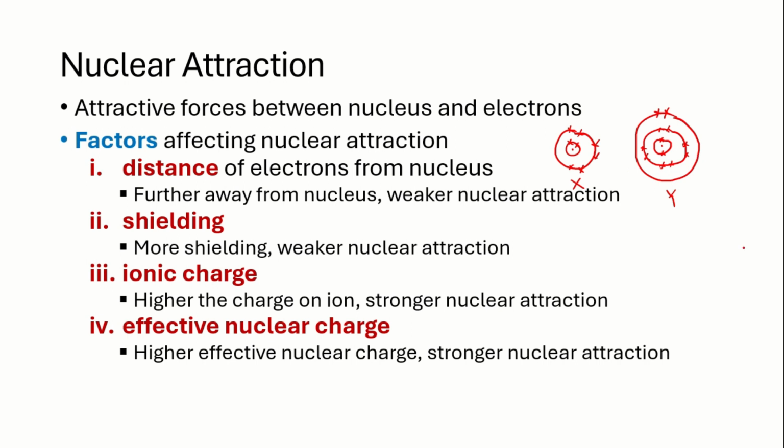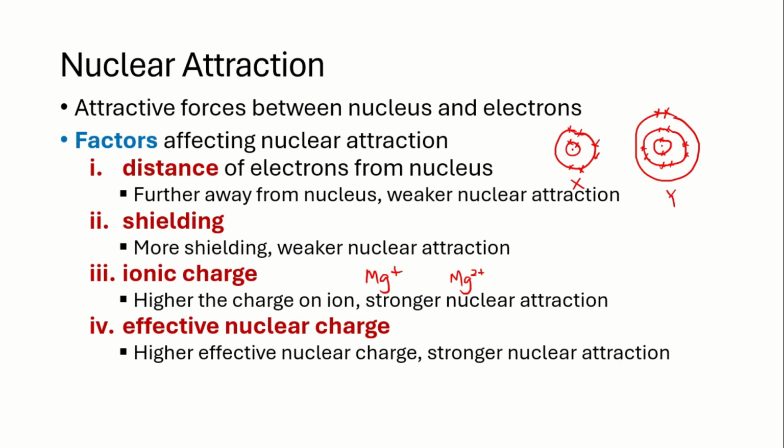Factor number 3, ionic charge. If magnesium loses 1 electron, it will form a positive 1 cation. Loses 2, it will become a cation with positive 2 charge. So magnesium 2+ ion has higher charge on its cation. So its outer shell electrons are feeling stronger nuclear attraction from the nucleus because of the charge of the cation.